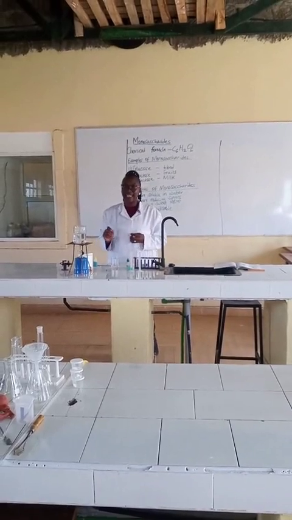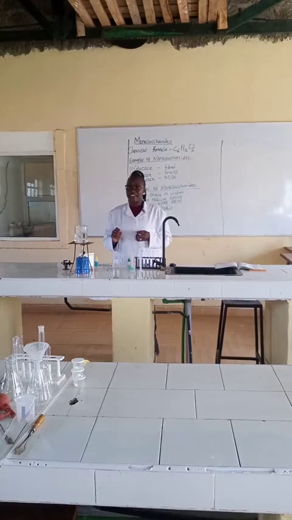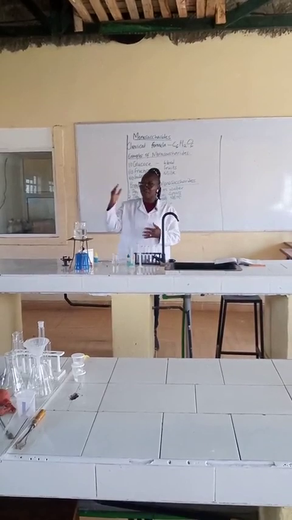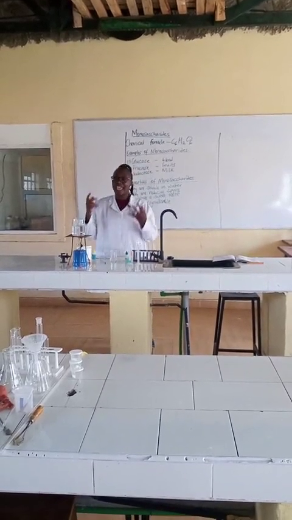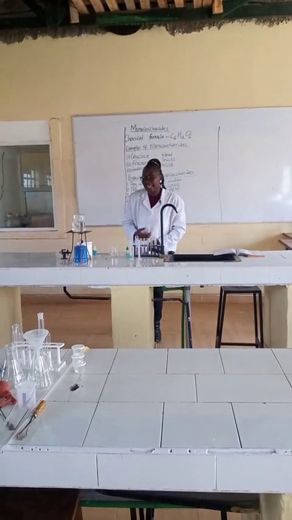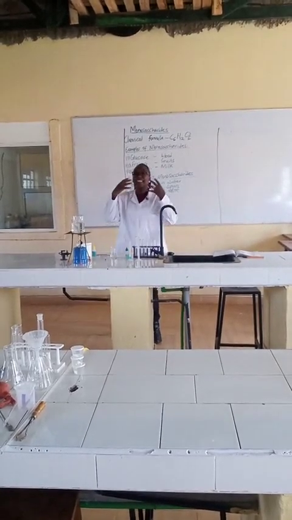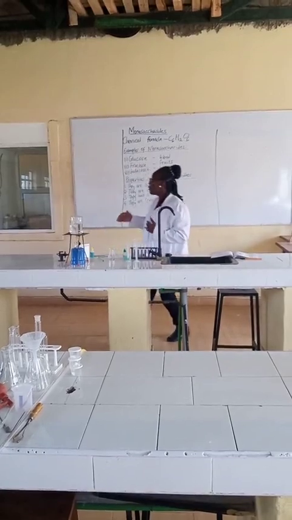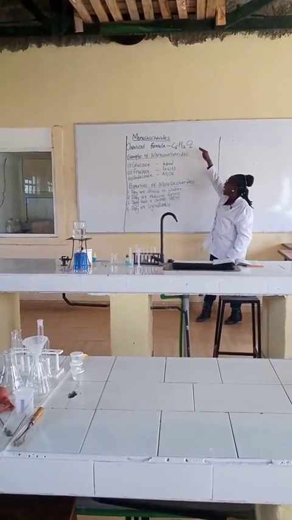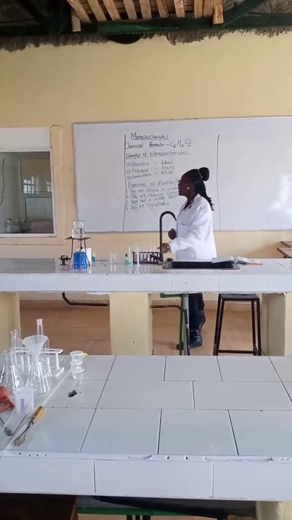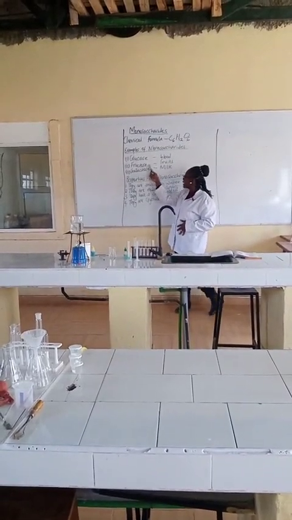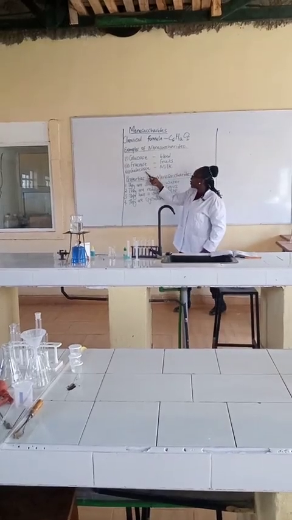Everyone is writing the three categories of the carbohydrates? Very well. From what you have done, I can see that we have monosaccharides, disaccharides, and polysaccharides. So today we are going to dwell on the monosaccharides. Monosaccharides are the simplest form of carbohydrates with a chemical formula of 6 carbon atoms, 12 hydrogen atoms, and 6 oxygen atoms. The major examples are glucose, which is found in blood, fructose, that is found in fruits, and galactose, that is found in milk.